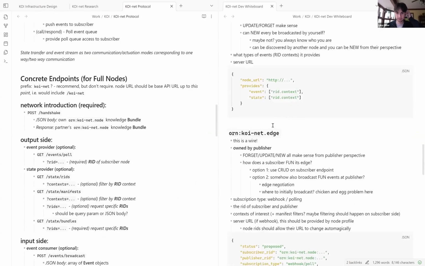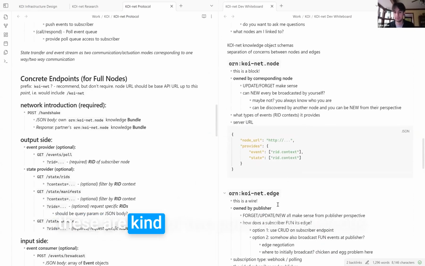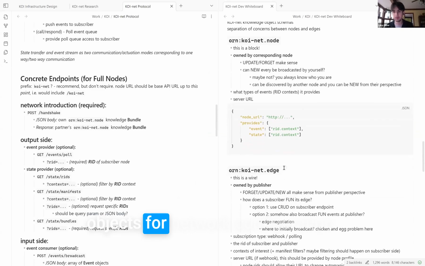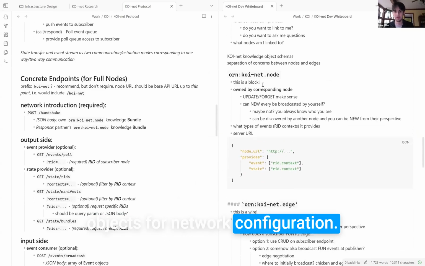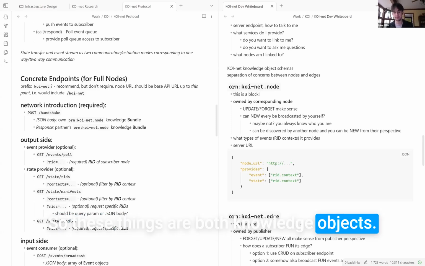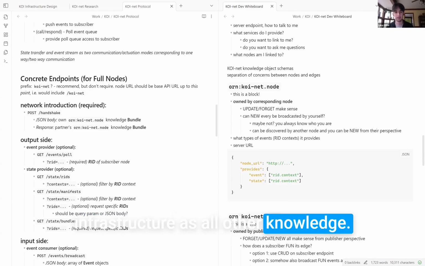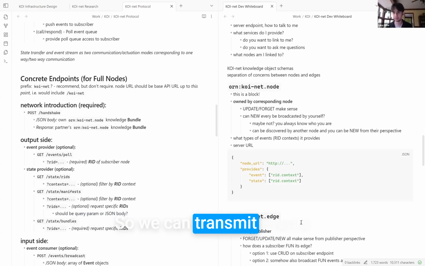So this is still early phases, but these are two potential knowledge objects for network configuration. This is knowledge about a node and then knowledge about an edge between nodes. Both of these are knowledge objects. They're both RID'd, and they can use the exact same infrastructure as all other knowledge. So we can transmit events about them to other nodes, and we can have nodes query other nodes about the state of other nodes or edges between them.